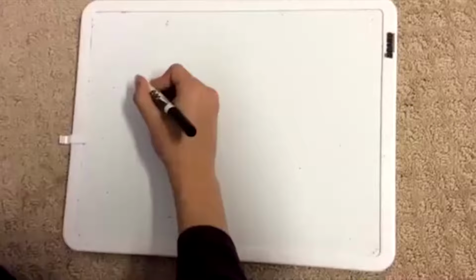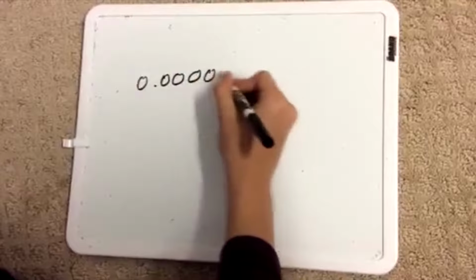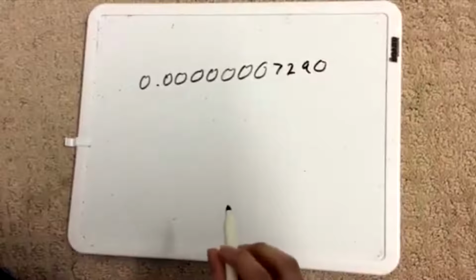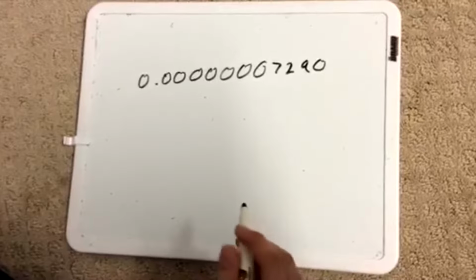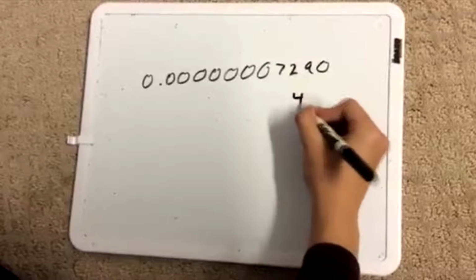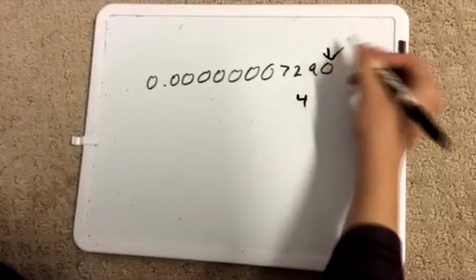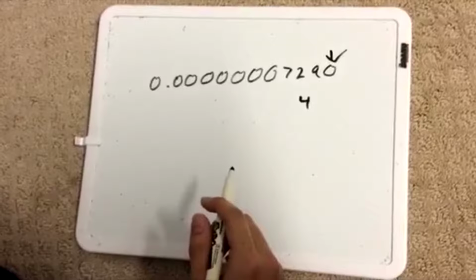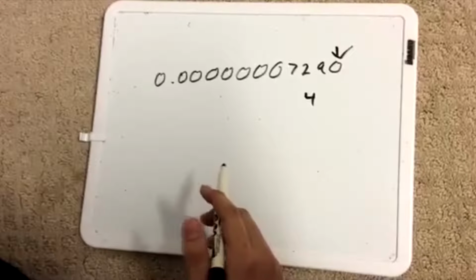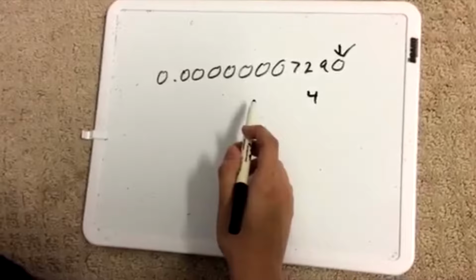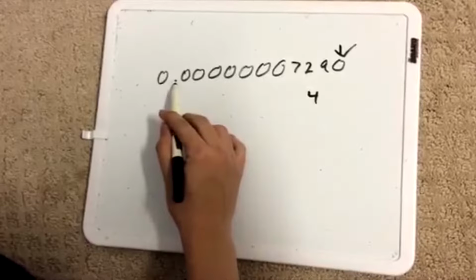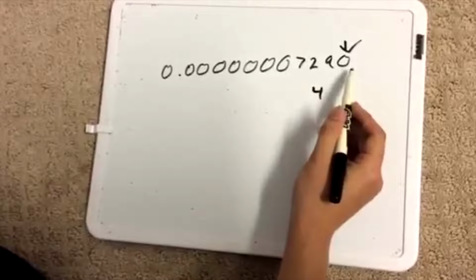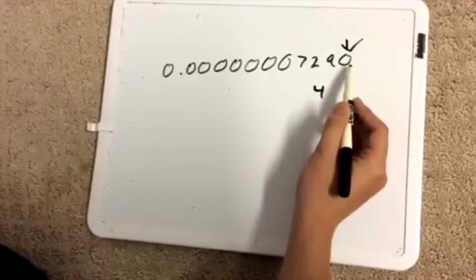So now you guys got the hang of that. Let's say we have a number like 0.00000007290. How many significant numbers will there be? Well, in this case, there will only be 4 significant numbers, including this zero right here. Now, referring back to rule number 2, we said that zeros at the end of a number are not significant. Well, in this case, this is not true because there is a decimal in front of a non-zero number. So everything behind that would make it significant, including this 0 right here.